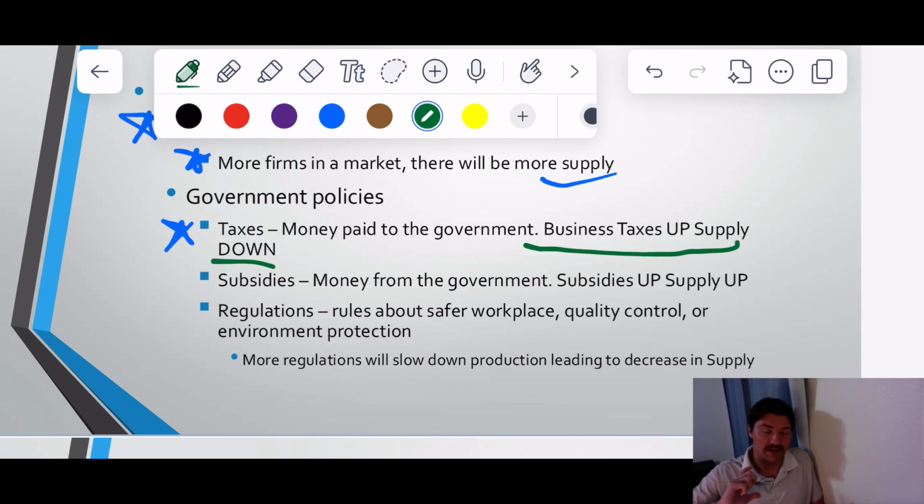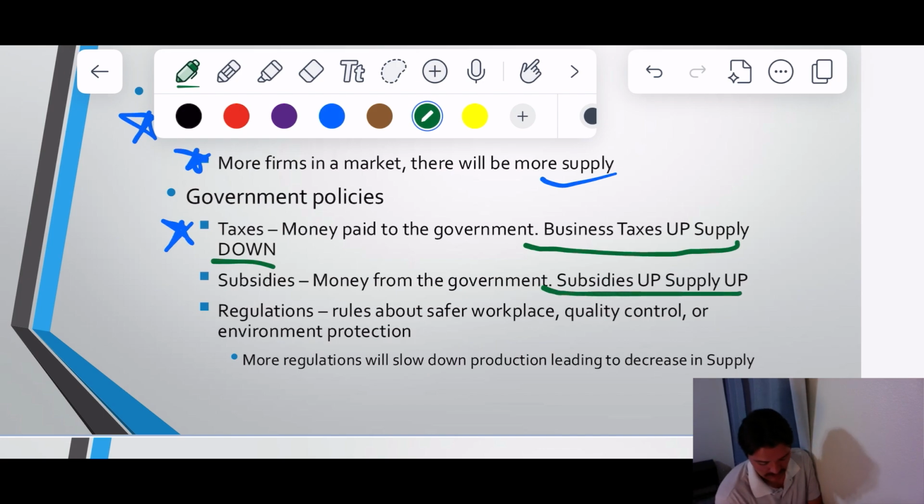Subsidy is where the government is actually going to give money to businesses in order to produce more. An example of a subsidy is when the government is trying to increase the amount of labor that is hired. So they will give a subsidy if you hire a certain amount of labor in a certain time period. Because you have the extra money, you buy more labor, you have more supply. So in general, whenever subsidies are higher, supply is higher.